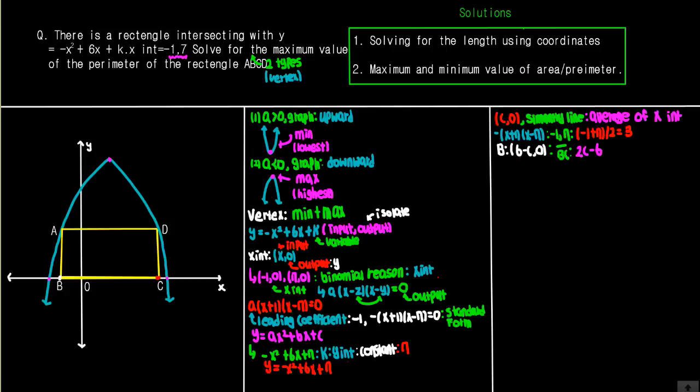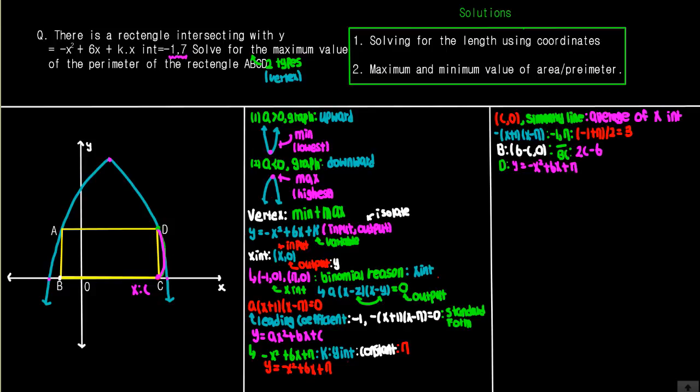And from here, we need to solve for our point D. Our point D is right over here, which has exactly the same y coordinate. The x coordinate will be c. So in order to solve for the output of our function, which will be d, all we have to do is input c as our x value into our original function. And our original function was y equals negative x squared plus 6x plus 7.